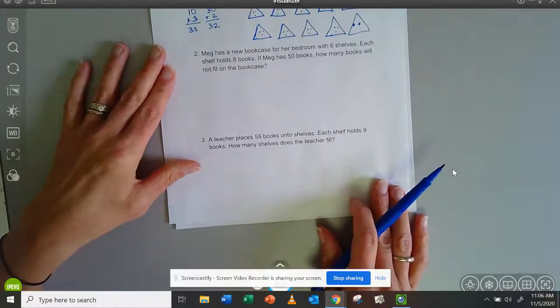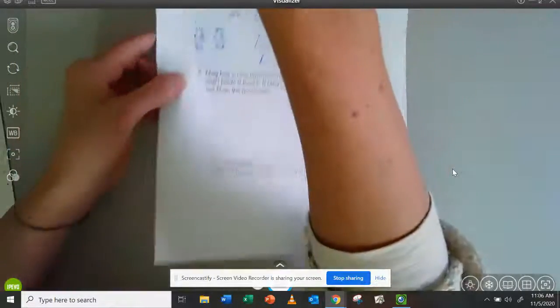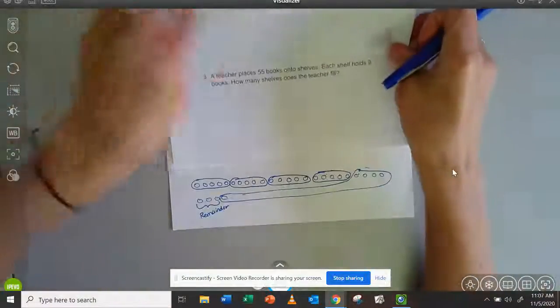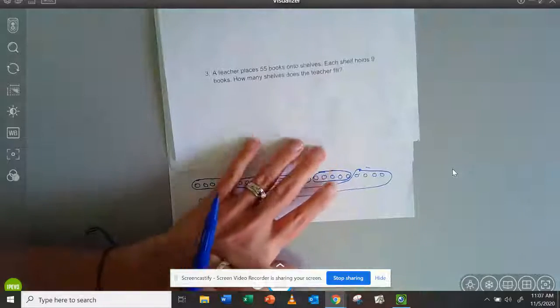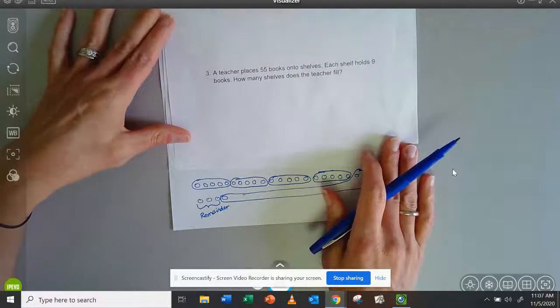Okay, let's take a look at number 3, because this is becoming a long video. A teacher places 55 books onto shelves. Each shelf holds 9 books. How many shelves does a teacher fill?